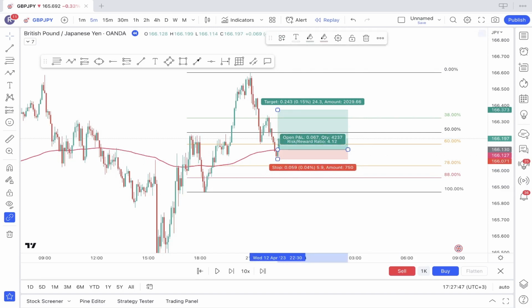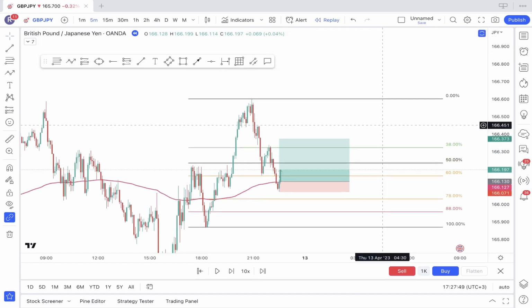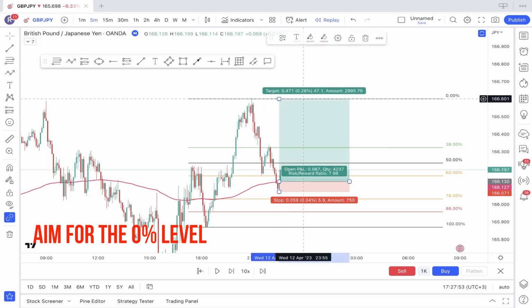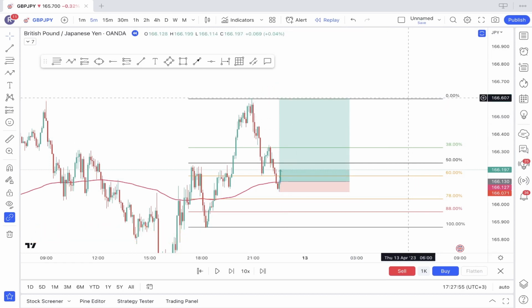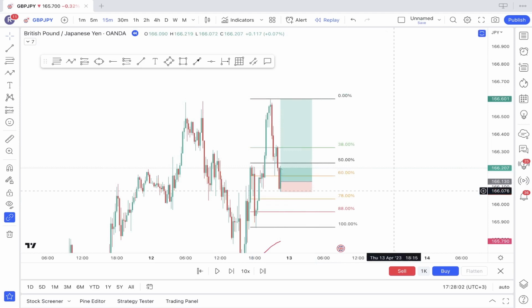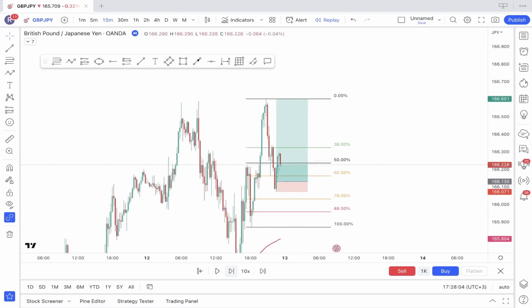Now for the take profit, if you want to keep it super simple, aim for the 0% level on the fib. Okay, that's pretty much the most recent high or the most recent low based on the M15 time frame. Okay, so now after the trade is entered, let's wait and see how this will play out.